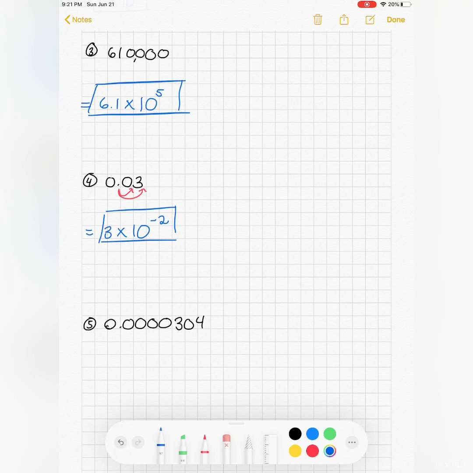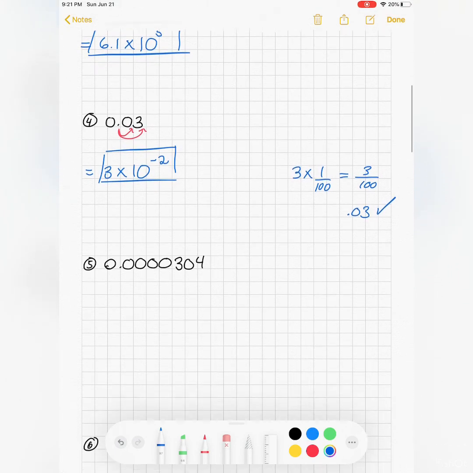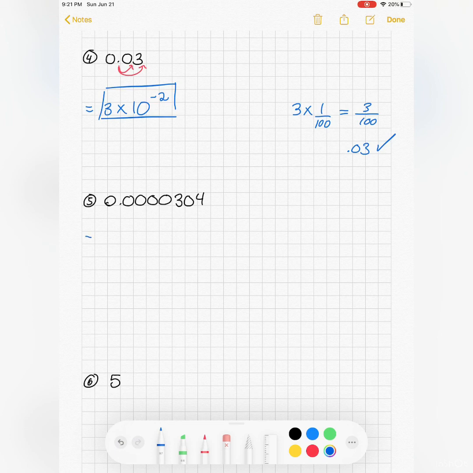How does that work if you wanted to check it? Well, 10 to the negative 2 is 1 over 10 squared, 1 over 100. So 3 100ths is 0.03. So that checks. Here I know my number between 1 and 10 is 3.04. How many places do I have to move my decimal to the right? 1, 2, 3, 4, 5.